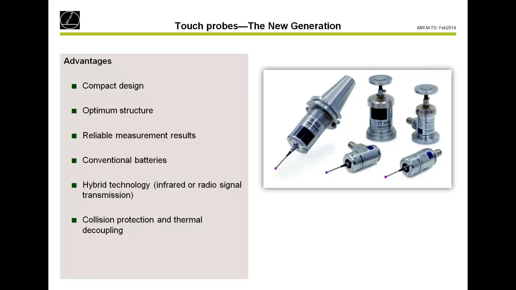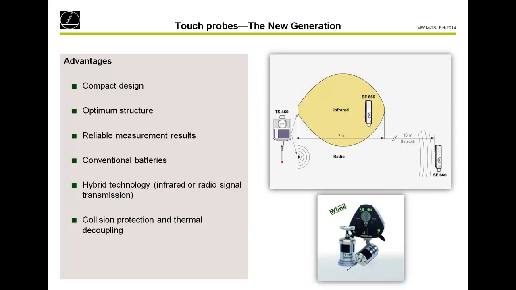Also new is the hybrid technology, so you can switch the probing systems between infrared transmission or radio signal transmission. The difference here: infrared you can use up to 7 meters. Infrared is a faster transmission, but infrared has one disadvantage. The detecting system needs to see the touch probe system.